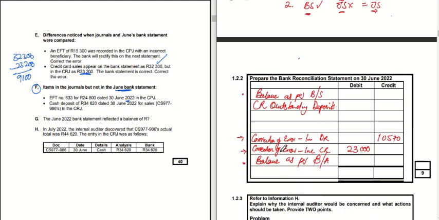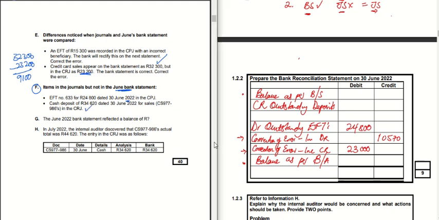So I'm going to bring it here, and then I'm now going to say, remember, I debit outstanding EFTs. Debit my outstanding EFTs. And how much is that EFT? It is 24,800. Okay, let's quickly go to the next one.